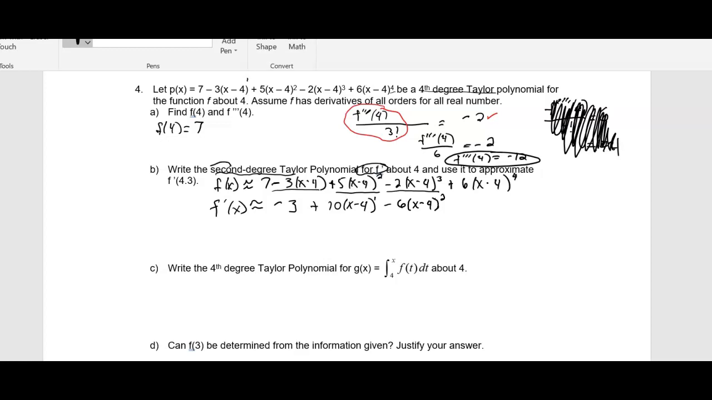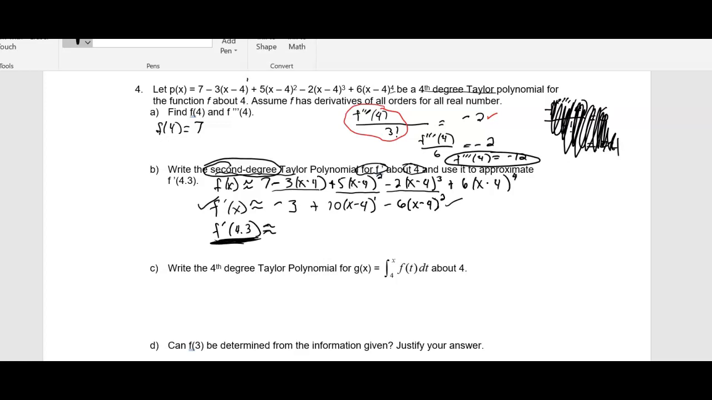Understand what we were looking for. We wanted a second degree Taylor polynomial for f prime. So this is f prime. We are now at our second degree. We would stop right there. We would then use that to approximate the derivative value at 4.3. Since we're centered at 4, as long as we're relatively close to 4, this should give us a really good approximation for any value close to 4, and 4.3 would definitely be that.